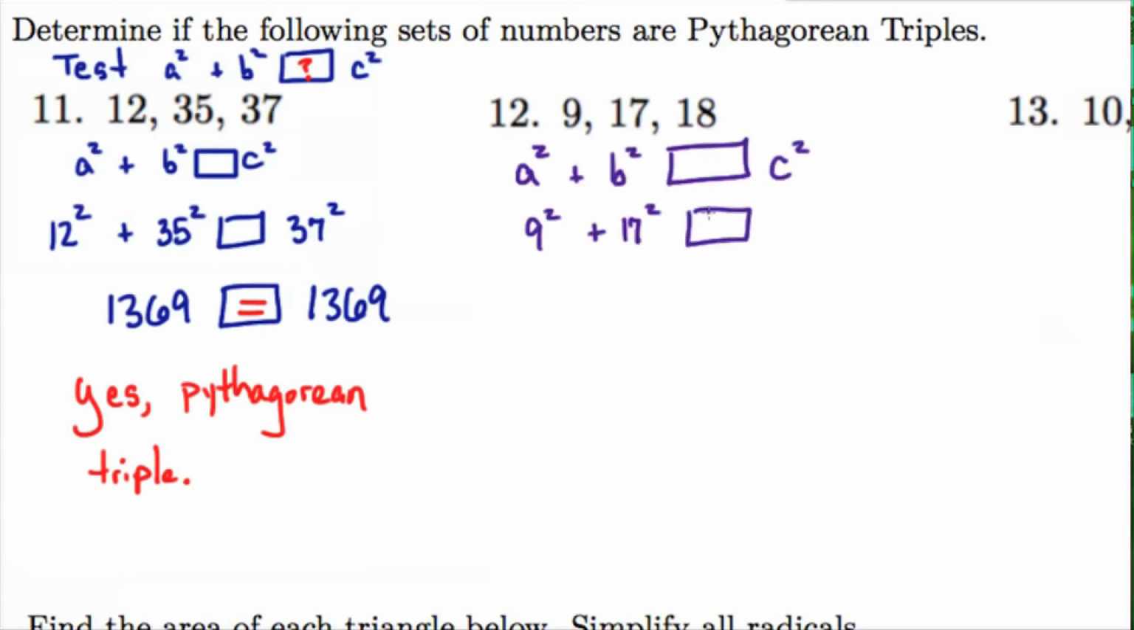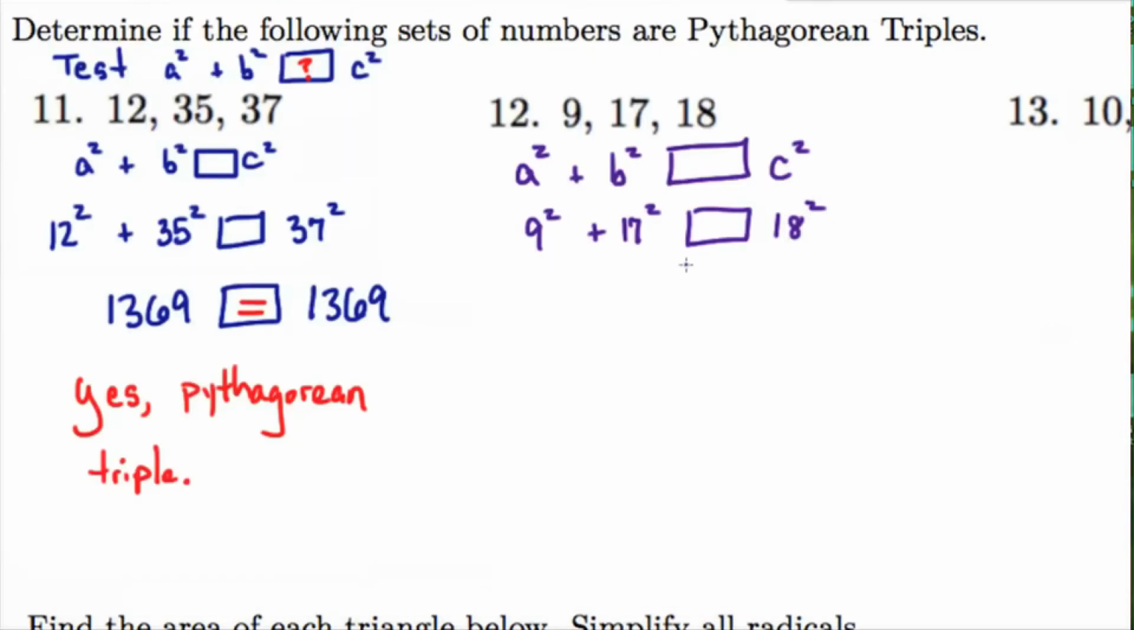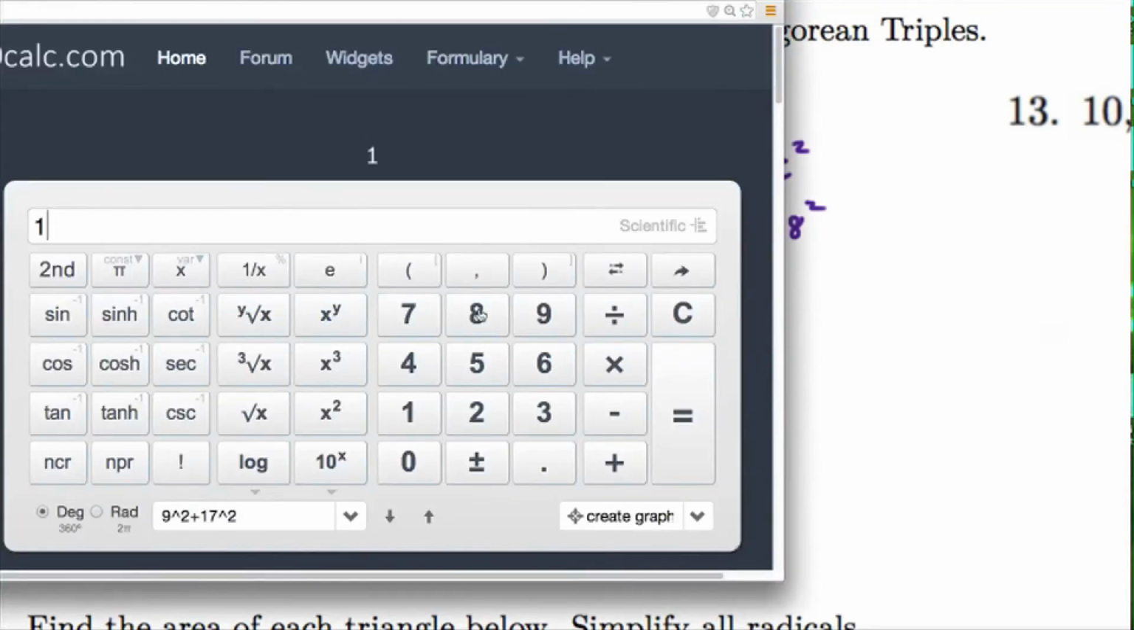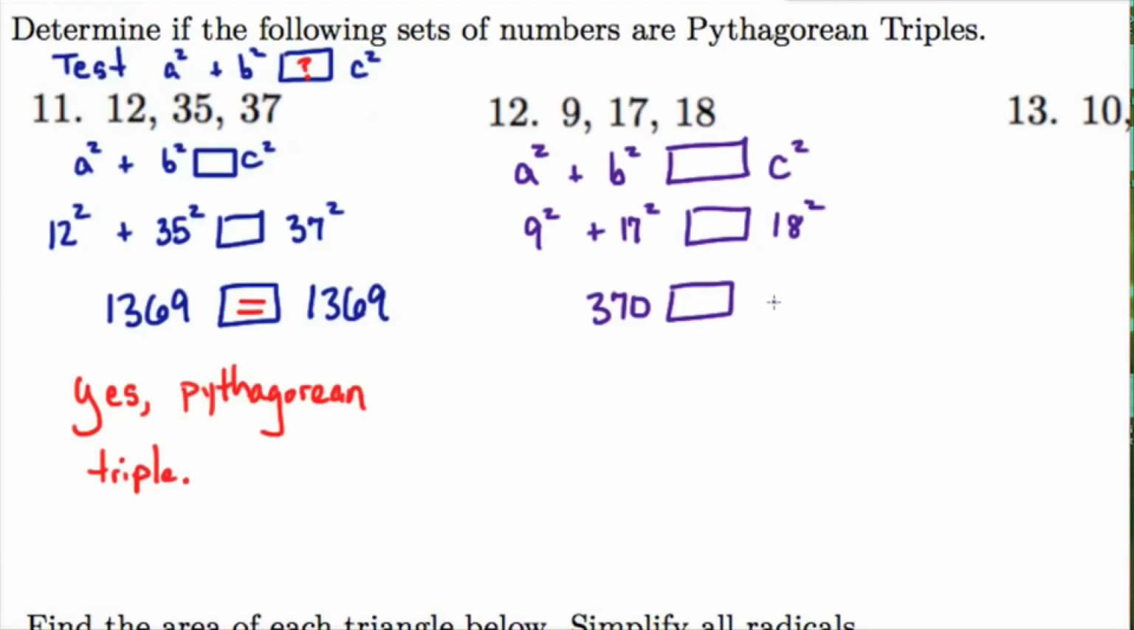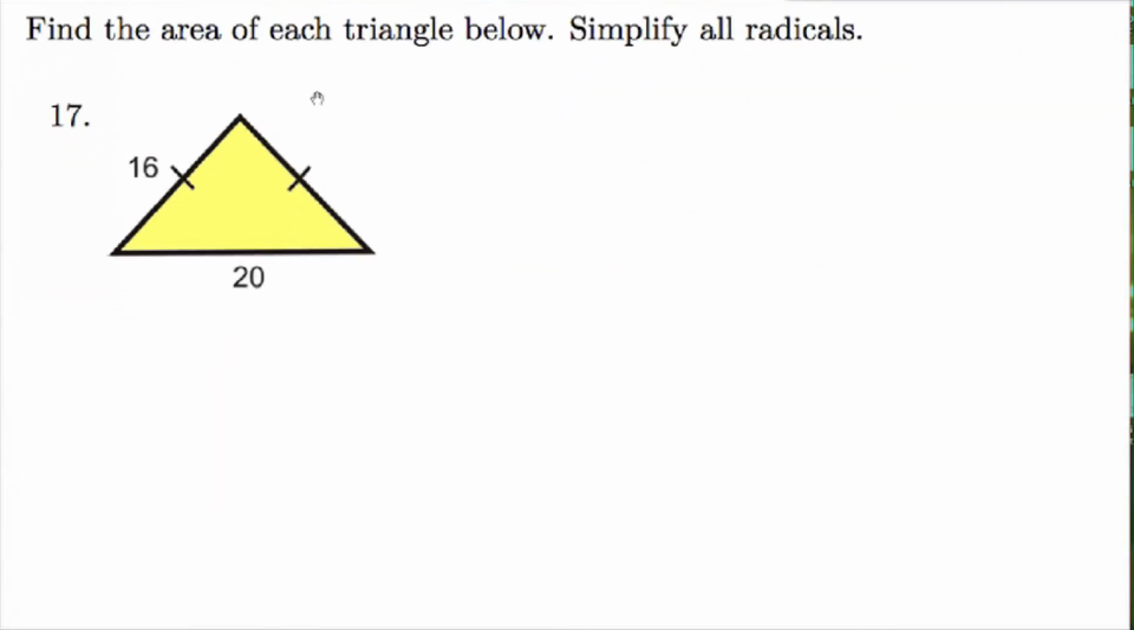Let's try number 12. 9 and 17 would be the legs. 9 squared plus 17 squared is 370. 18 would have to be c since it's the largest side, and it's 324. No, these are not equal, therefore this is not a Pythagorean triple. Okay, let's try a different problem.